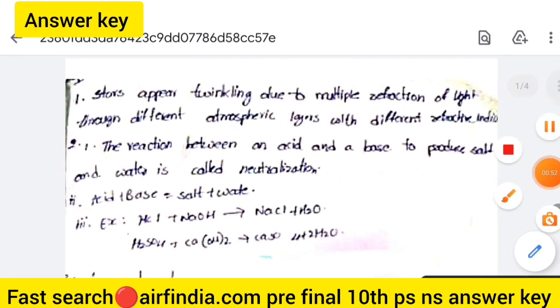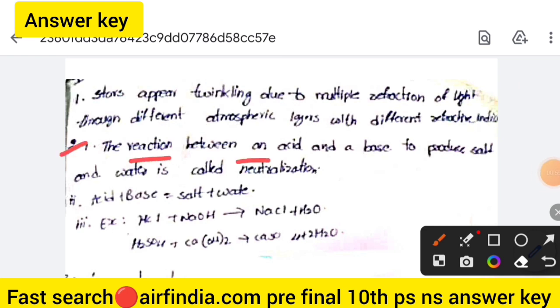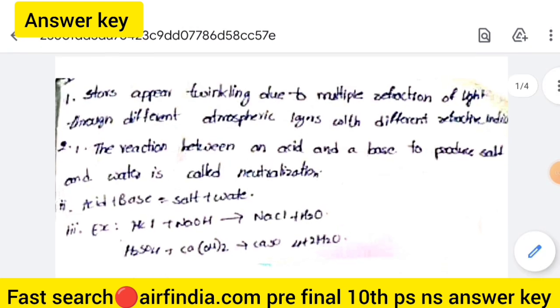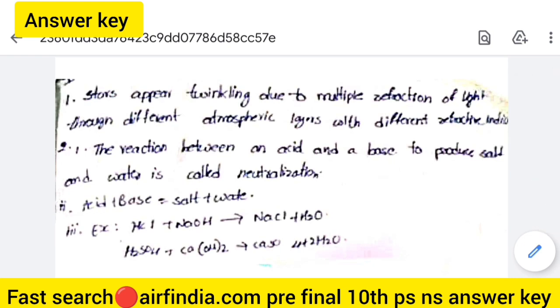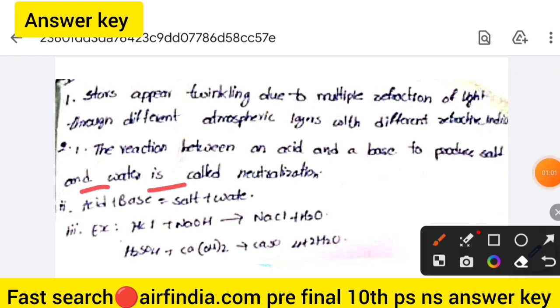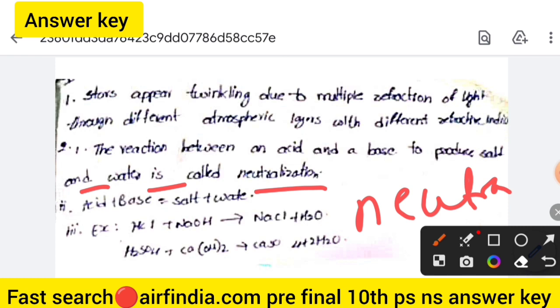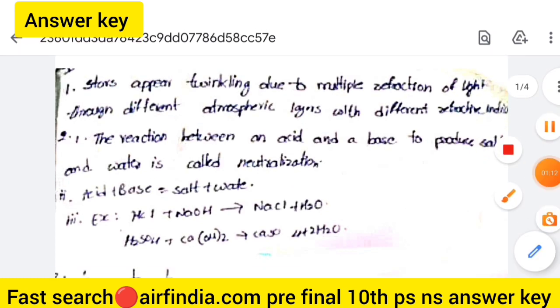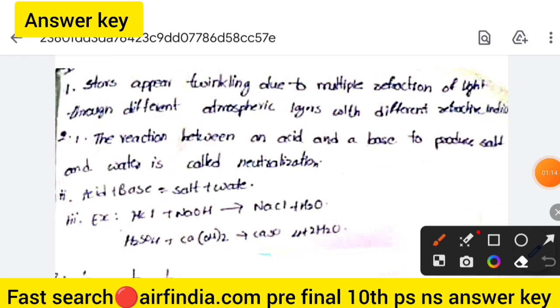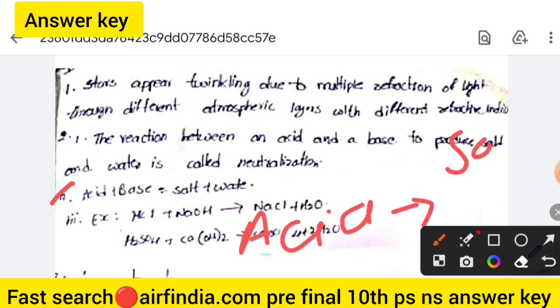And the next answer: the reaction between an acid and a base to produce salt and water is called neutralization. Okay, neutralization, it's called neutralization. So it produces salt. Acid plus base gives salt plus water.